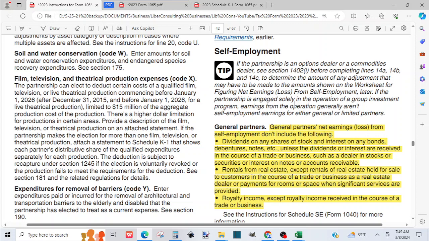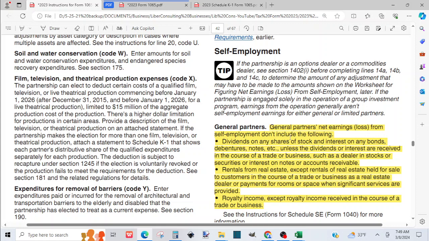If the partnership is engaged solely in the operation of a group investment program, earnings from the operation generally aren't self-employment earnings for either general or limited partners. General partner net earning or loss from self-employment doesn't include the following. Even for a general partner, they are considered general partner when they are managing the business. So even for those general partners, you have to make sure the passive income is not included in it.